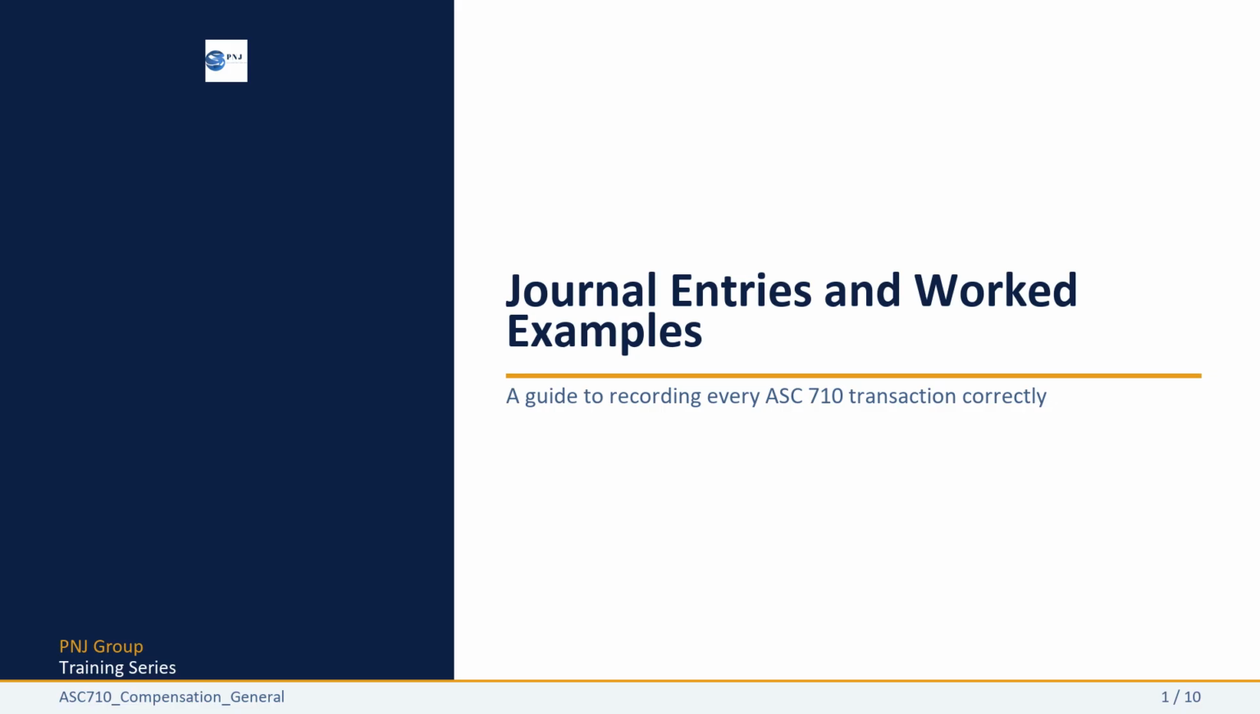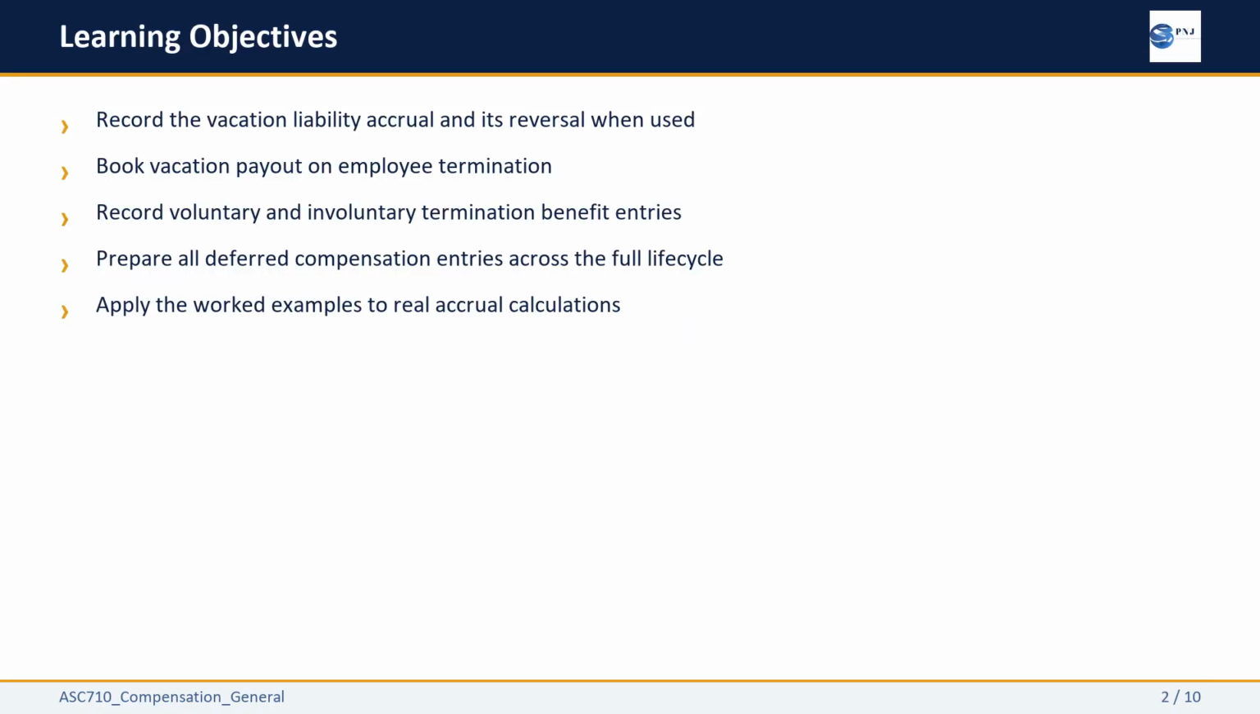This section is about execution, the actual journal entries that bring the concepts from the previous sections to life. We will walk through every major scenario: vacation accrual, sick leave, termination benefits, deferred compensation, and two fully worked numeric examples you can use as reference templates. By the end of this section, you will be able to book every major ASC 710 transaction with confidence.